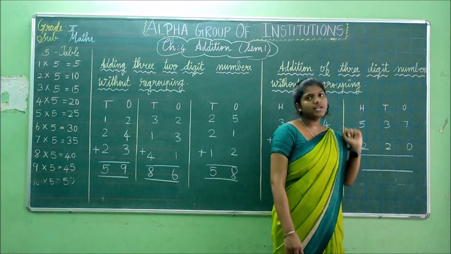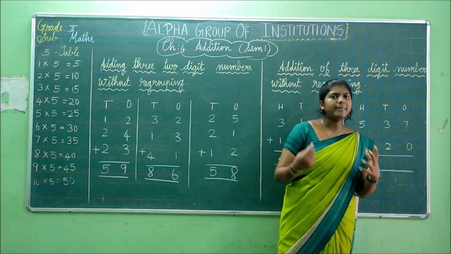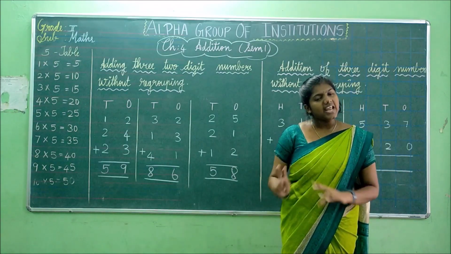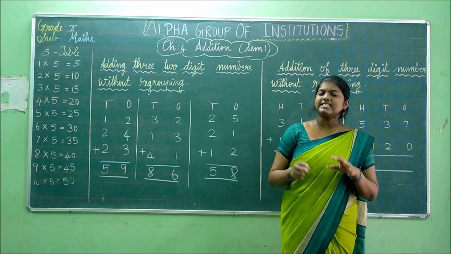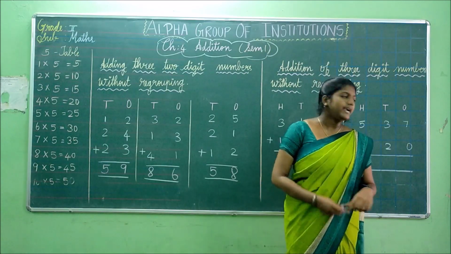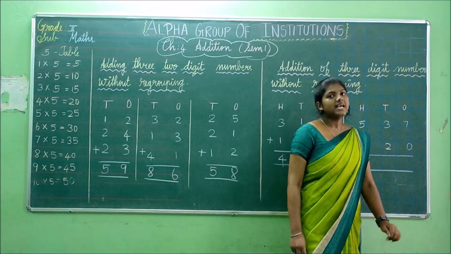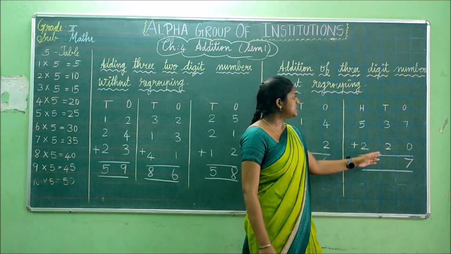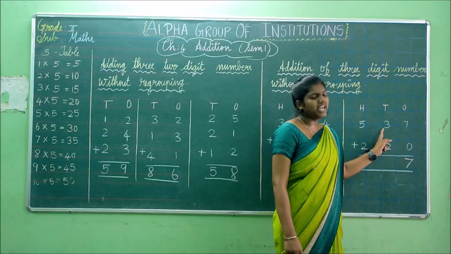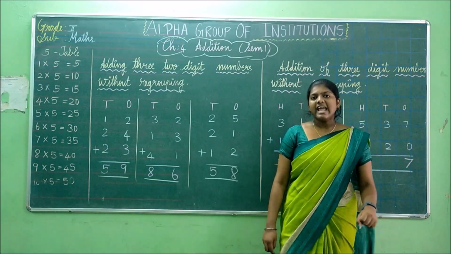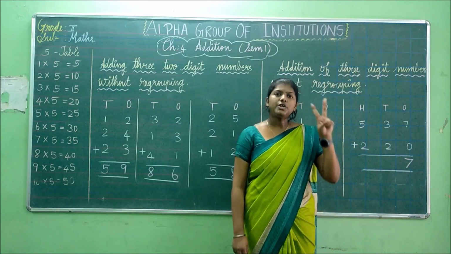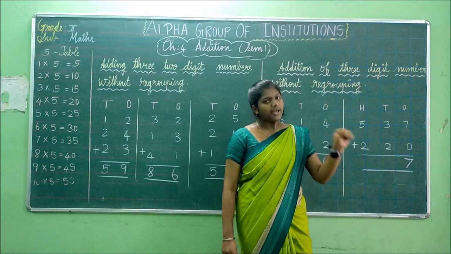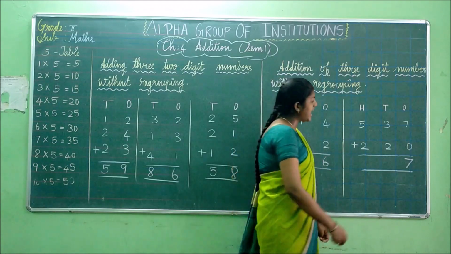7 plus 0. So what property is this? If we add 0 with any number, we will get the same number as the answer. So 7 plus 0 is 7. So I am writing 7. Next, see the tens place. We are having the numbers 3 and 2. So take 3 in the mind and 2 in the finger. 3 after 4, 5. So what answer we got? 5.